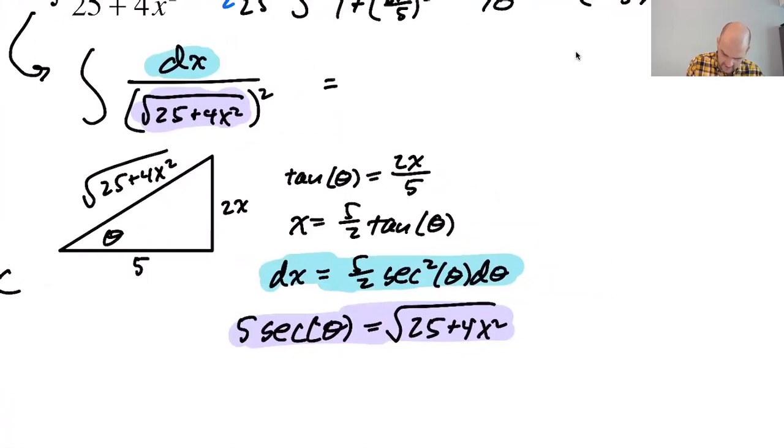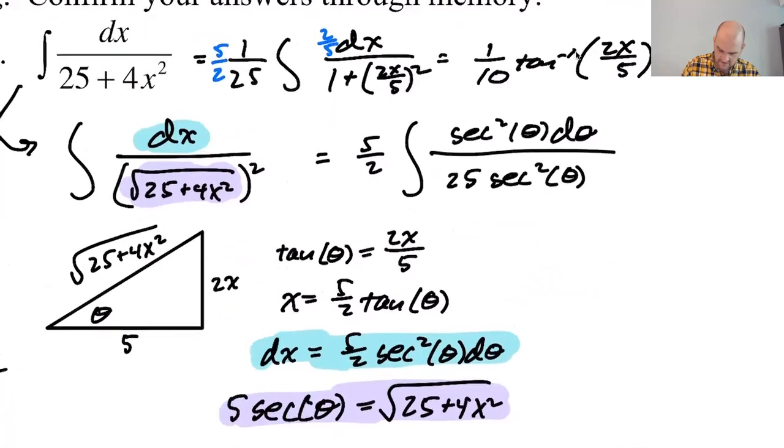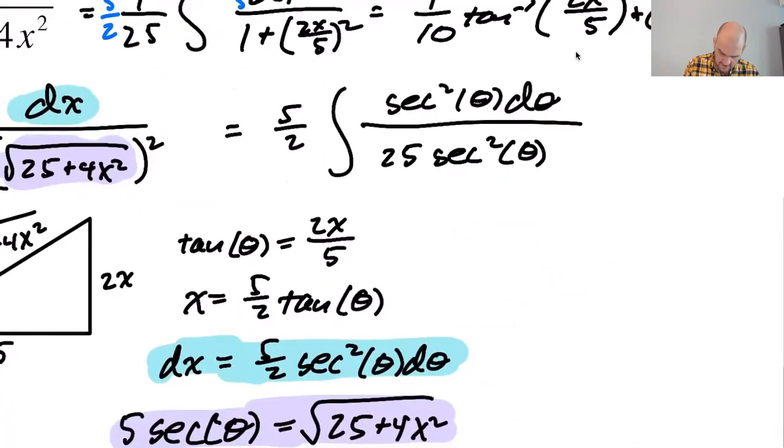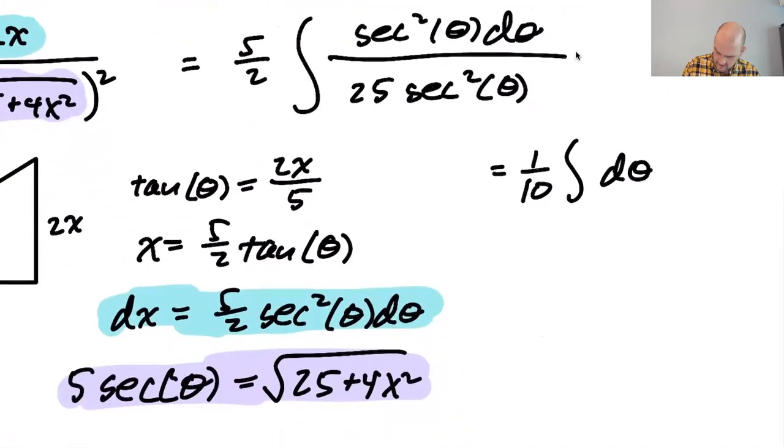So dx, I'm going to take out the 5/2, you get secant squared. At this point I would start getting nervous, but don't get nervous. That secant squared, something's probably going to happen. Down here we get 5 secant theta squared, 25 secant squared. So the secant squareds have canceled, and this is 1/10 the integral of d theta. That's it. And this is starting to look an awful lot like this, isn't it? And it should, because that's the answer. So this is 1/10 of theta plus c.